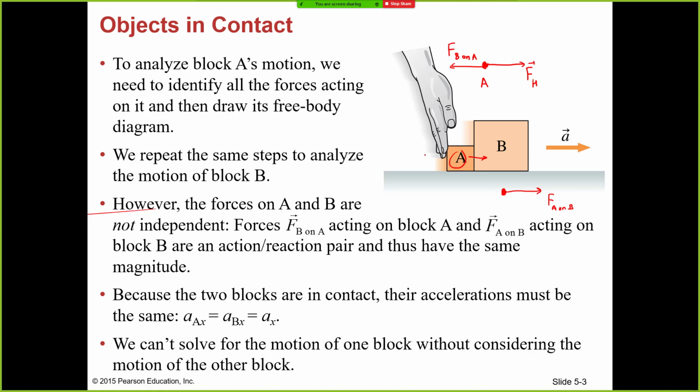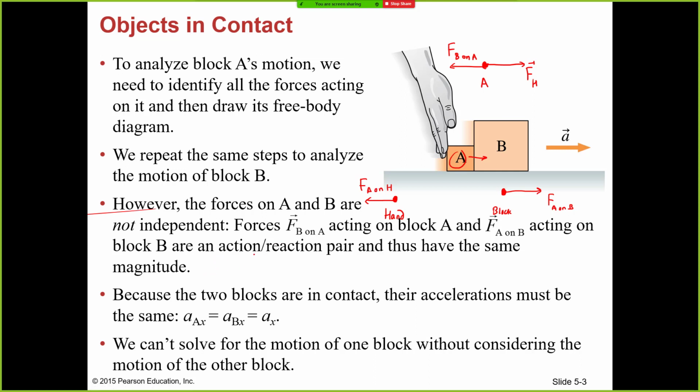And if you consider the hand, how many forces are acting on the hand? Yes, there's only one force, which is the reaction force of A, so force of A on hand. Okay, so you need to write the individual free body diagrams. That's the first step.